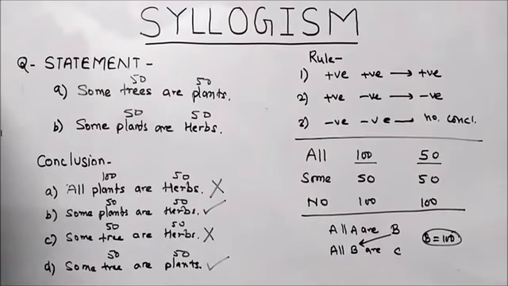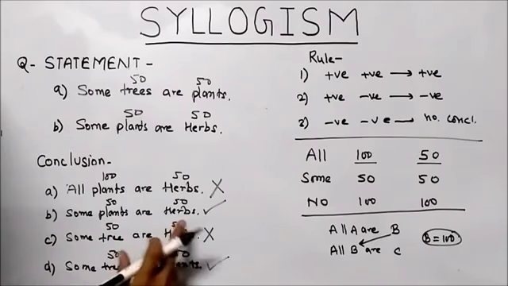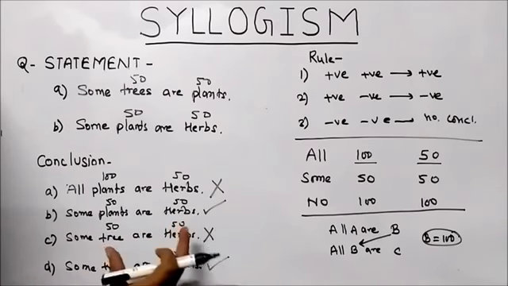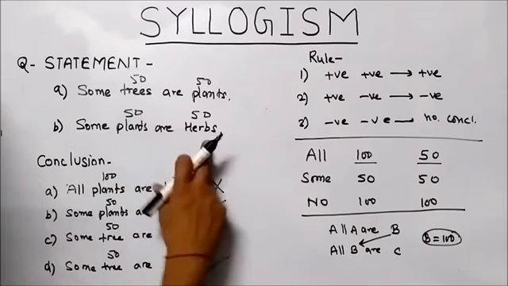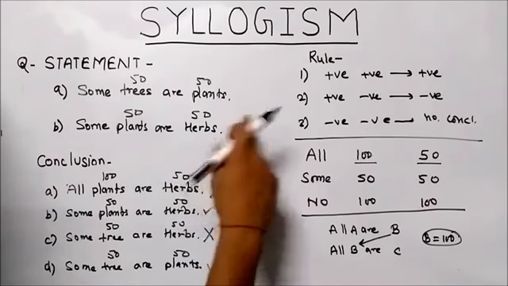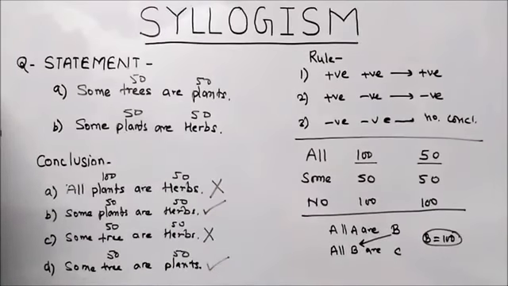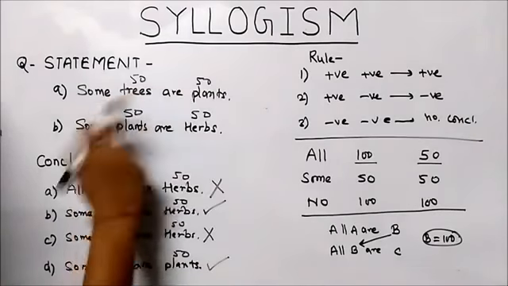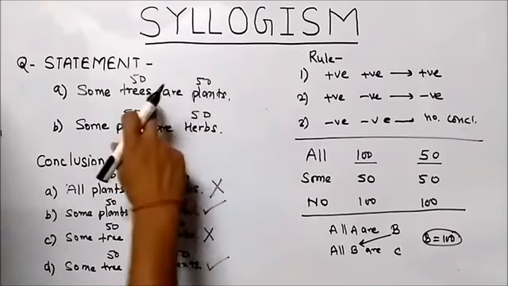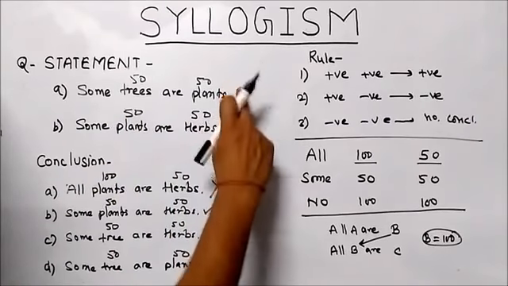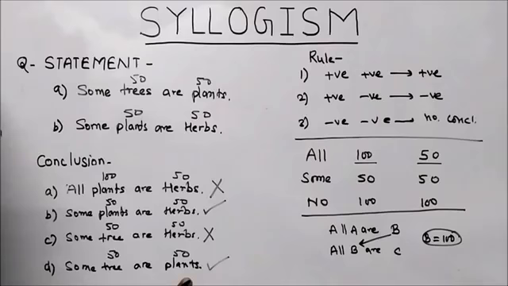And now check the nature of the statement and conclusion. This conclusion, some plants are herb, is positive and is made up of the statement some plants are herb. This statement is also positive, hence the conclusion is also positive. Now the conclusion some trees are plant is positive and is made up of statement number 1, some trees are plant. This statement is also positive, so the conclusion is also positive.